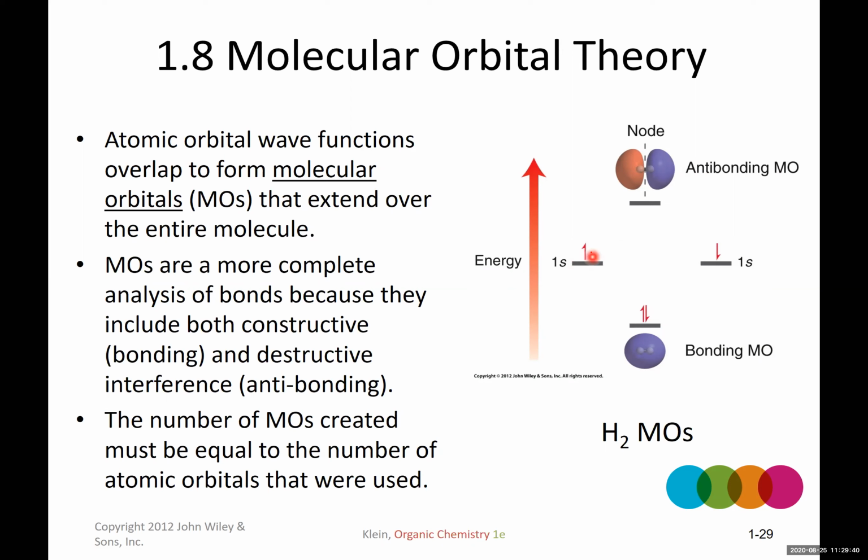But we only have two electrons between the two hydrogens, right? One from each hydrogen. So they both go in the molecular orbital. And so the H2 molecule is a stable molecule where the two electrons are in the bonding molecular orbital. Okay?